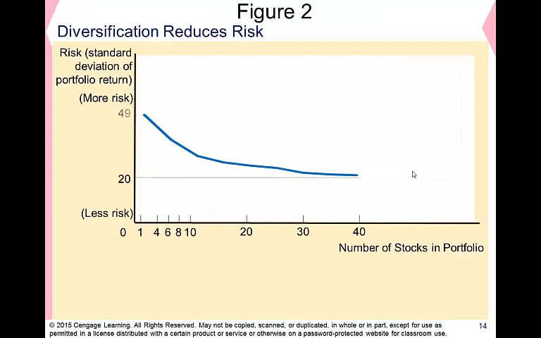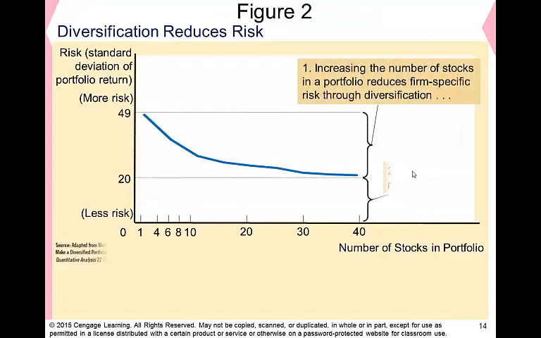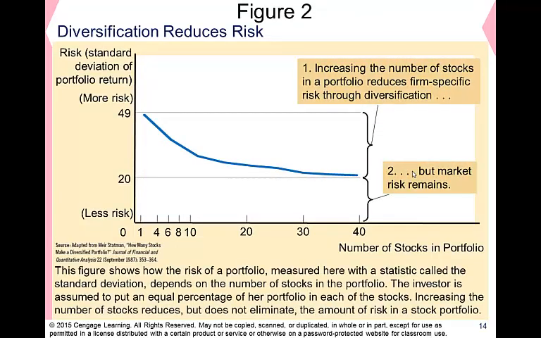So if we were to look at the number of stocks in the portfolio, that's on the horizontal axis in this diagram, and we're to look at the risk, the standard deviation of a portfolio return. If you had one stock, so that's right at the left-hand side of this diagram, you can see that the standard deviation is pretty high. The more stocks you add, the more the risk falls.